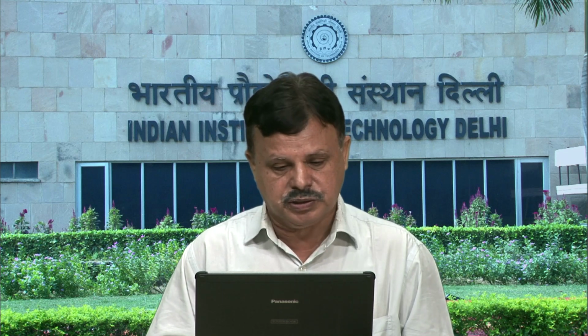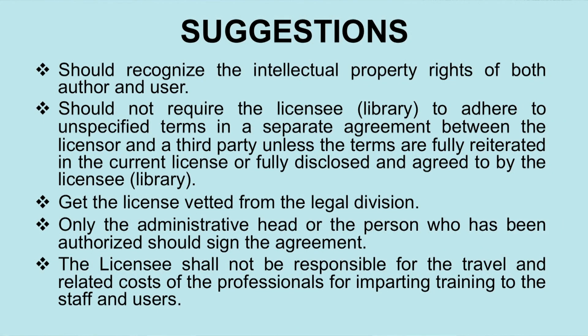So what we can do is take opinion from our legal experts, speak to the other legal sections of our institution, and get this licensing agreement vetted by them, understand if there is any provision which is not lawful, and get it amended. Who should sign this agreement? This is a very important issue. Whether as a librarian or head of the library, we should sign the agreement, or it should be signed by the head of the institution.